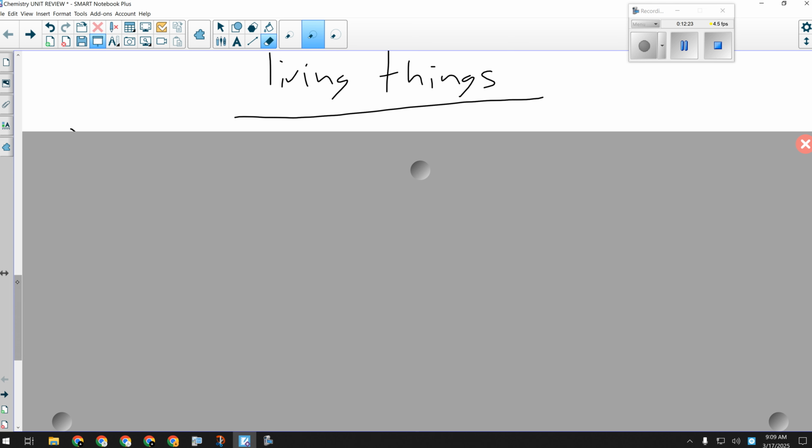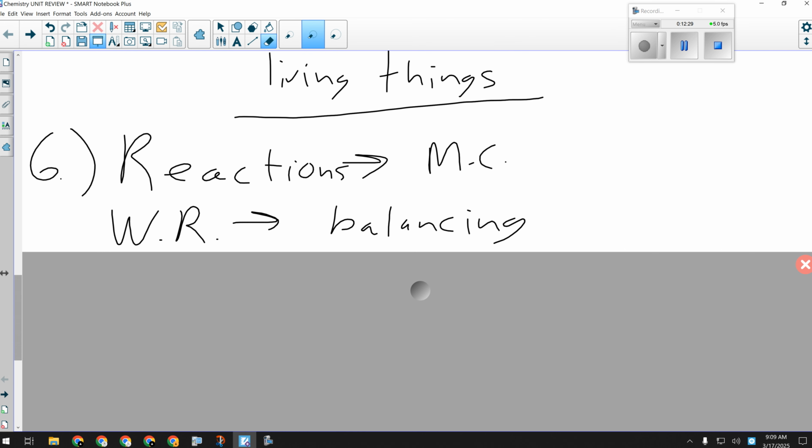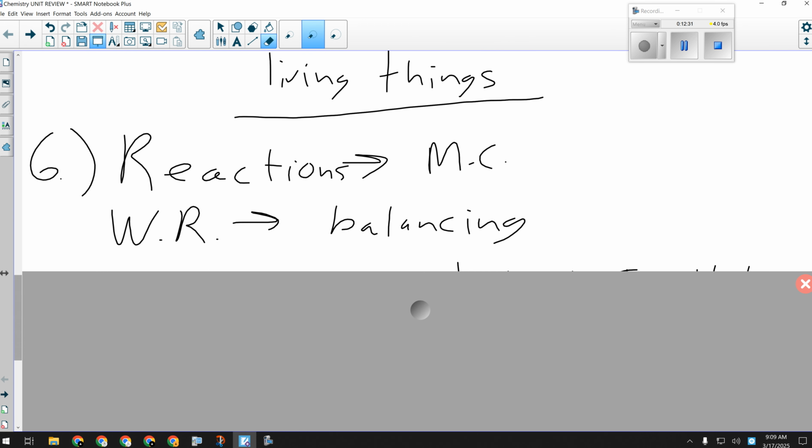Biggest concept on the test, worth more marks than anything else by a fair margin. Chemical reactions.